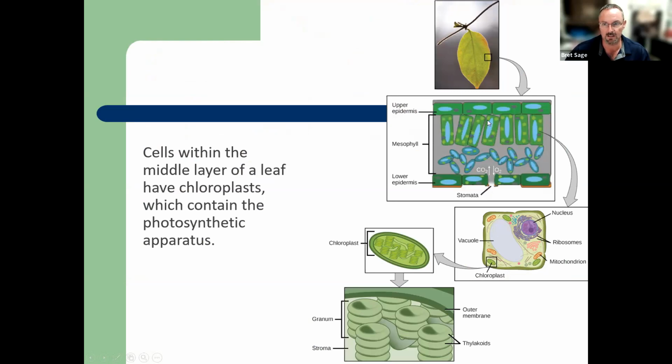Okay, so these are some images directly from your text that show you, if you take a cross section of a leaf, this is what it looks like. You have the upper skin or epidermis, the lower skin or epidermis. Stomata are little holes that allow CO2 in and oxygen out. That's the opposite of us. Remember, photosynthesis and respiration are opposites.